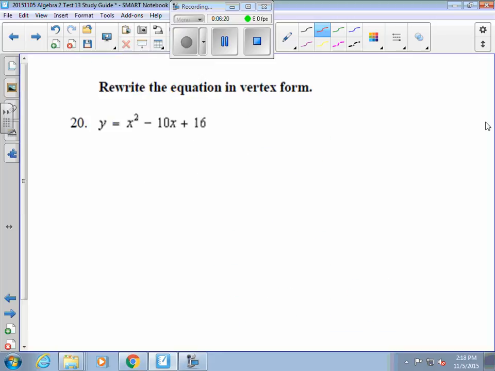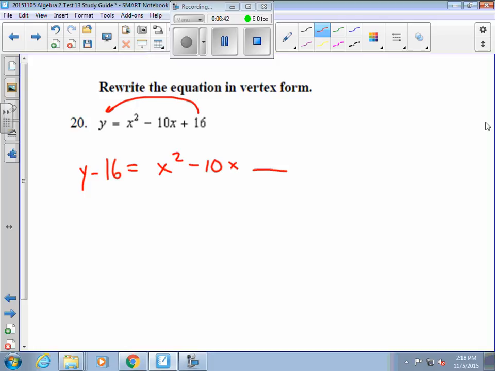Number 20 says to rewrite this one in vertex form. Y is equal to x squared minus 10x plus 16. Again, 16 is not a good C value, so we have to move it over by subtracting it. When you subtract 16 on both sides, you get y minus 16 equals x squared minus 10x plus c.